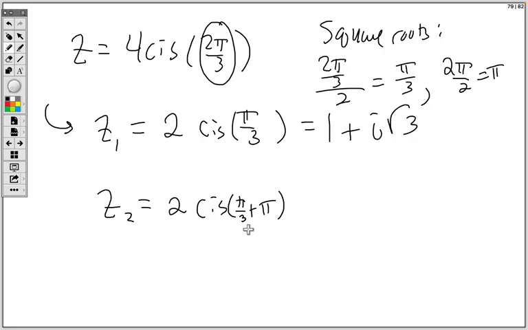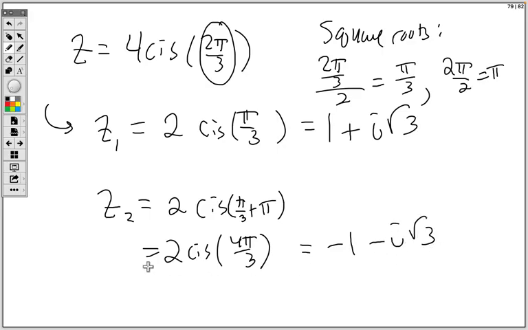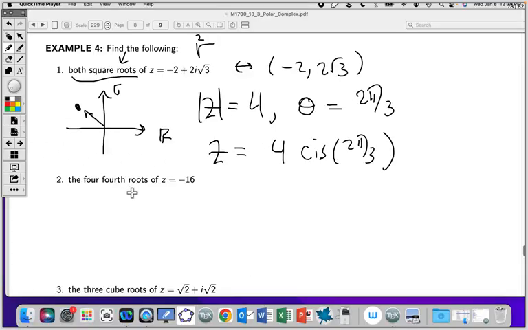Now cis of pi over 3 plus pi, that's going to put me in the third quadrant. That's before pi over 3. So here, cosine of 4 pi over 3 is negative 1/2, so that's a negative 1. Sine of 4 pi over 3 is negative root 3 over 2, so negative i root 3. So these would be the two square roots of negative 2 plus 2i root 3.